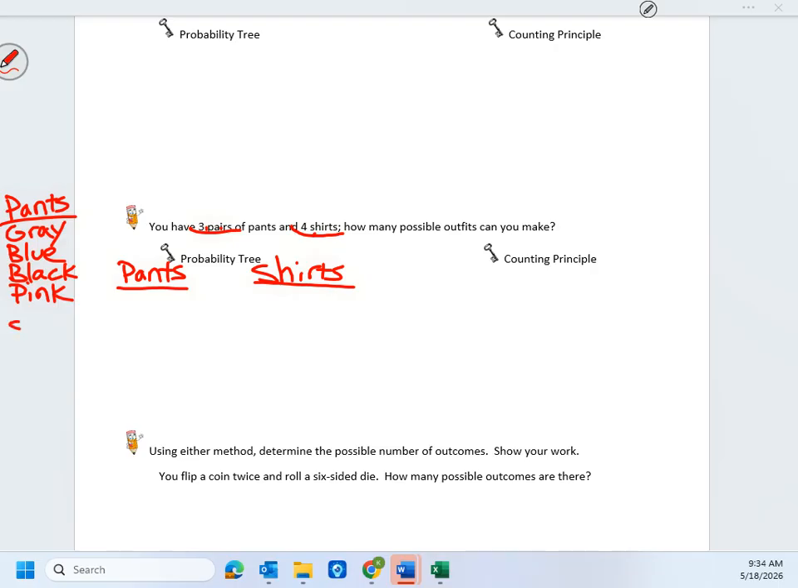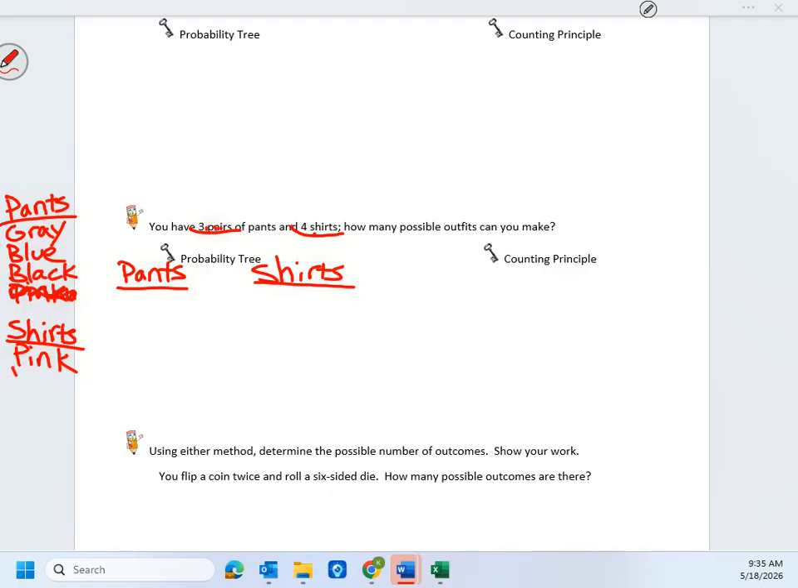All right, now we need how many shirt colors? 3. No. Oh, I did that wrong. 3 pairs of pants. So we're going to move that pink to a shirt. So I need 4 shirt colors, so 3 more colors.